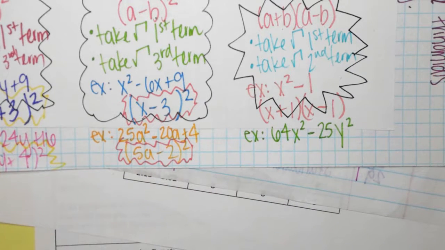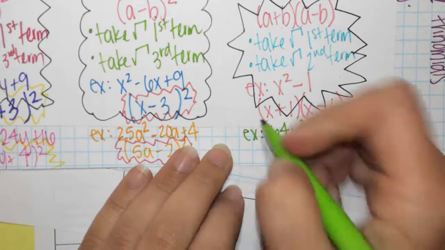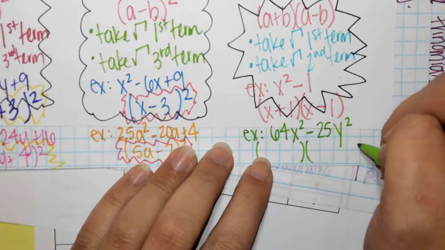Alright, 64x squared minus 25y squared. Now, are both of those perfect squares? Yes. Okay? Even though it has a y squared back there, that's still a perfect square. So, I'm going to show you. Man, it's crazy. I never teach y'all anything, but today is a new day.